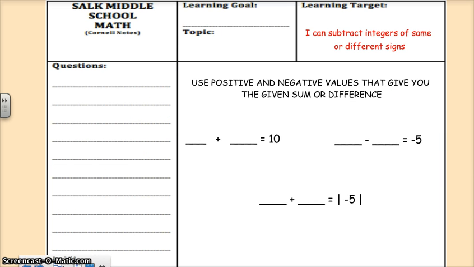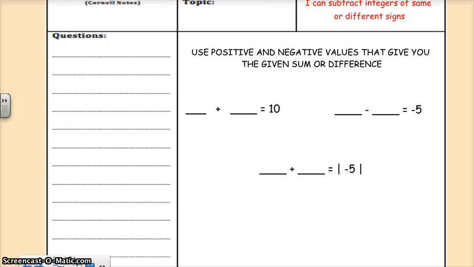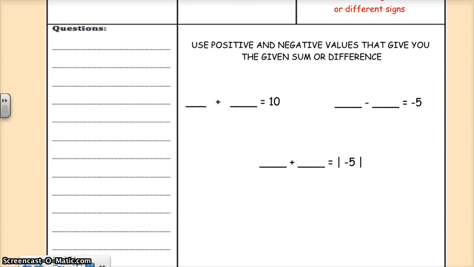Last page, I'm going to just quickly go over an example just so your mind thinks about it. It says use positive and negative values that give you the given sum or difference. Well, I could say negative 5 plus 15. That gives me 10, right? There's tons of different right ones. For negative 5, great. Negative 28 minus negative 23. They're the same sign. You want them opposite. But yes, you turn that into plus the opposite. So instead of that, you want two different signs.